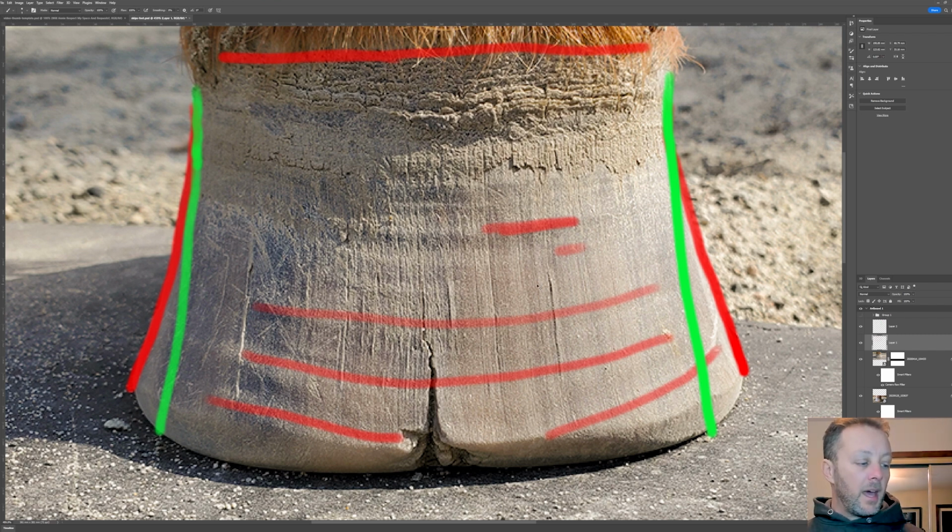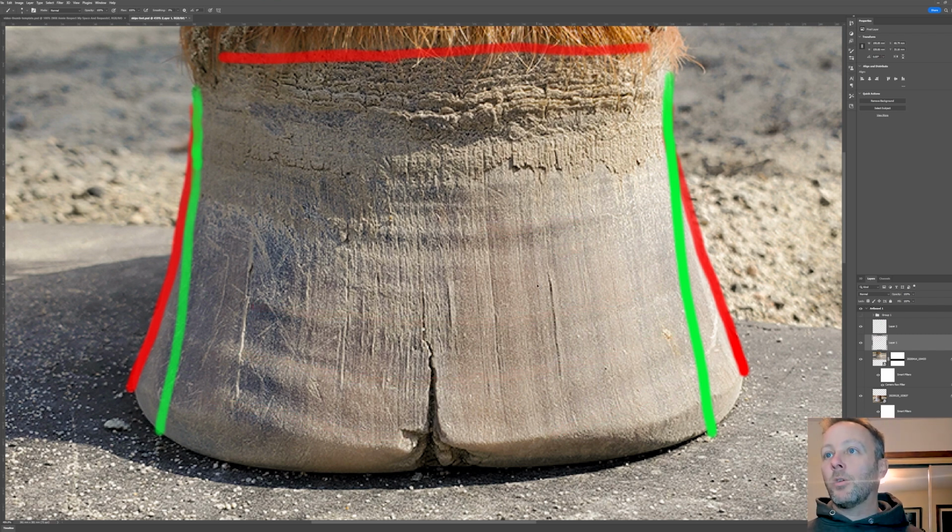So that is assessing a horse hoof to as much level, I think, as we can do in this picture.